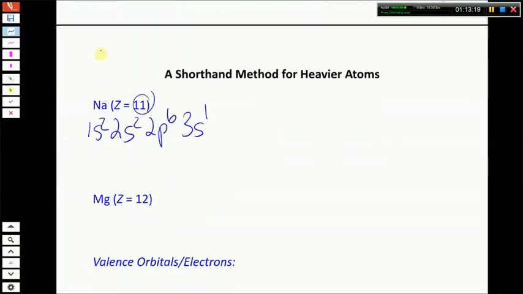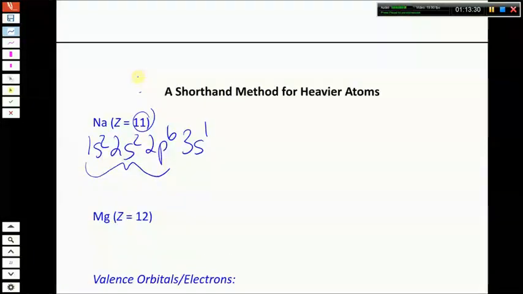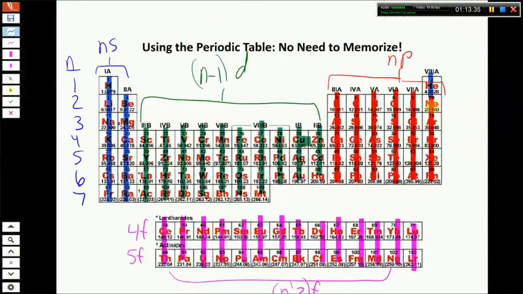Now, there is a shorthand way that we often write heavier elements. This core here, which is 1s2, 2s2, 2p6, that's 3 completely filled subshells, and it corresponds to the electron configuration of this element here, Ne, which is neon. Now, as we talked about in more detail last time, this last column of the periodic table is called the noble gases. Very often what we do for electron configurations is we abbreviate all of those inner electrons, all of those completely filled subshells, with the nearest noble gas.